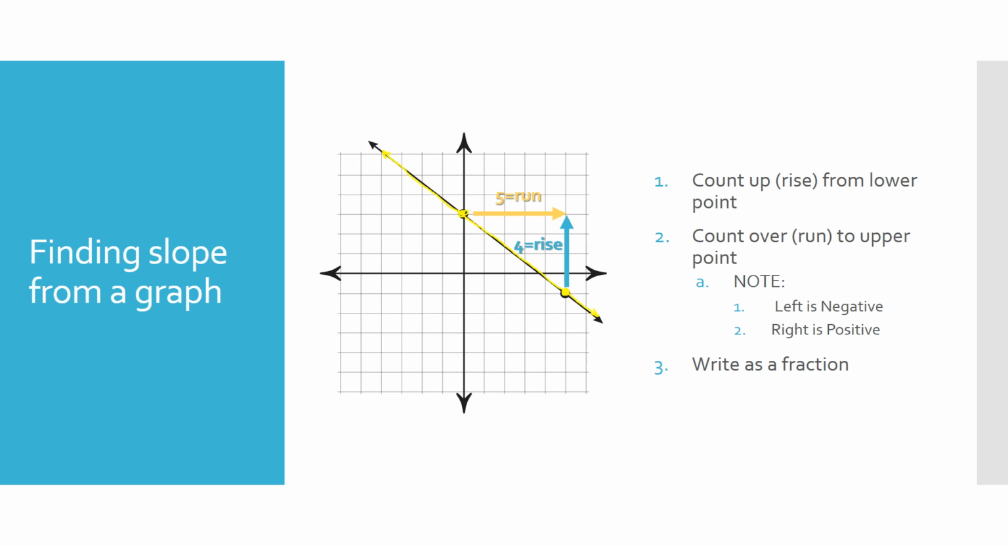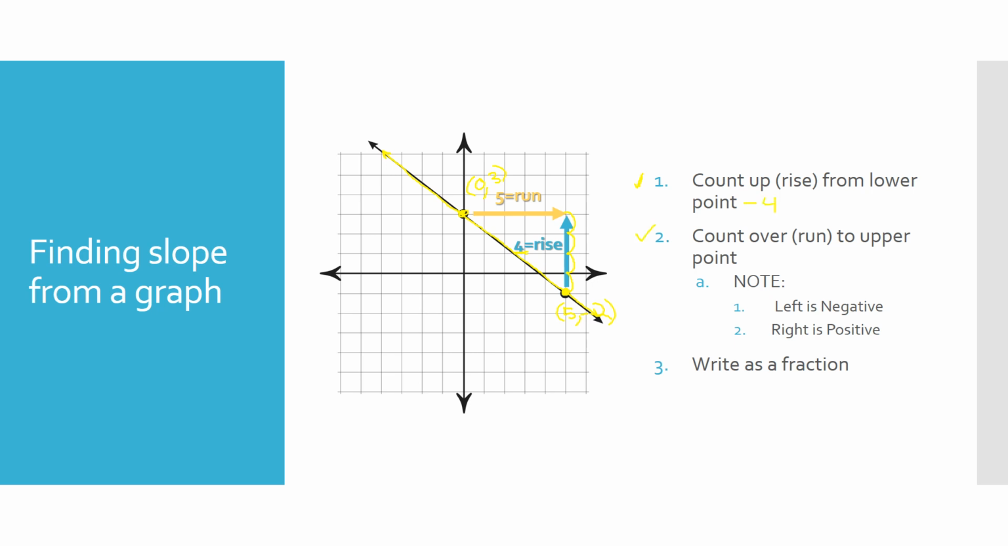So here I have a point and it's 1, 2, 3, 4, 5, -2. And this point over here is 0, 3. And then we're just counting boxes. So remember we said it's rise over run. So the first thing we're going to do here is count up the rise from the lower point. So my lower point is right here, and I have 1, 2, 3, 4. So my rise is 4.